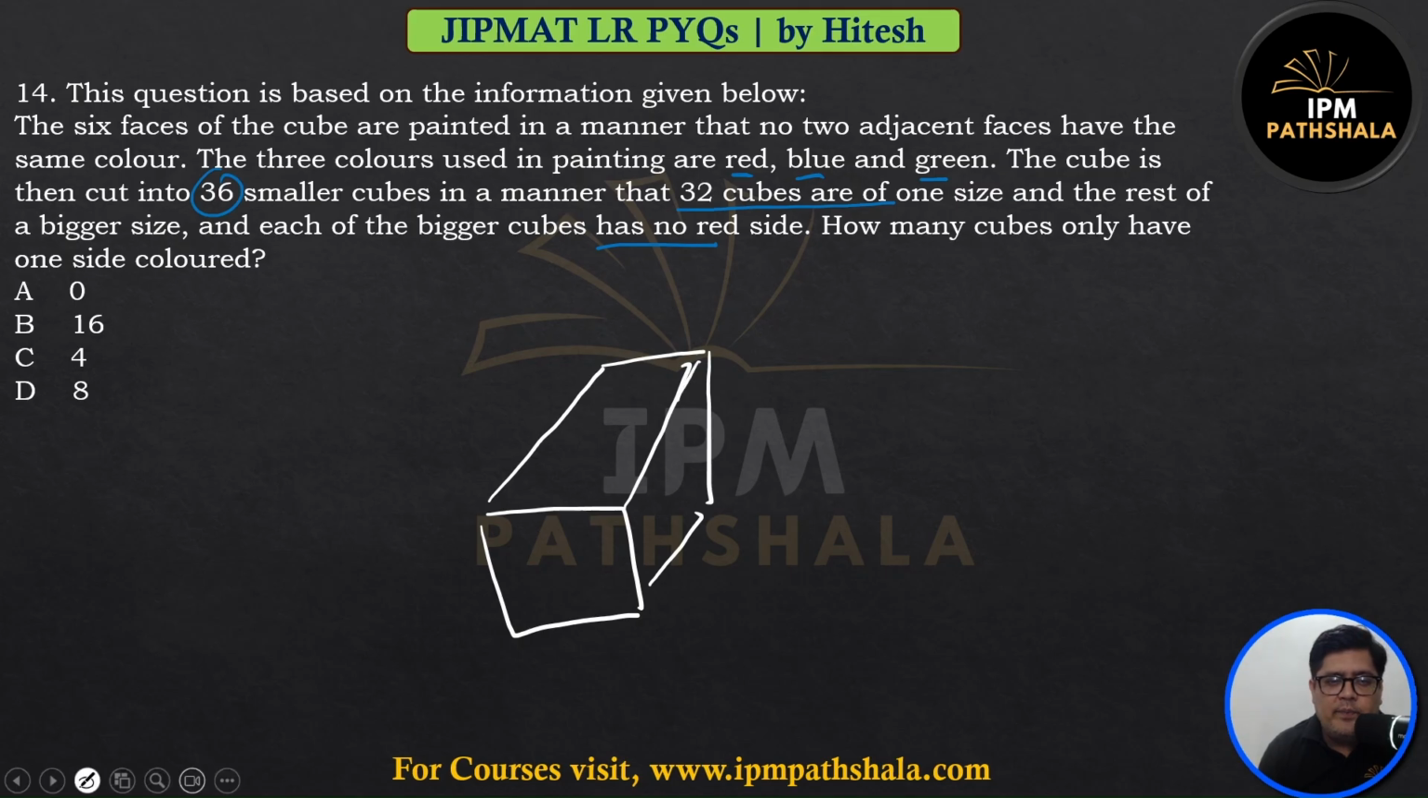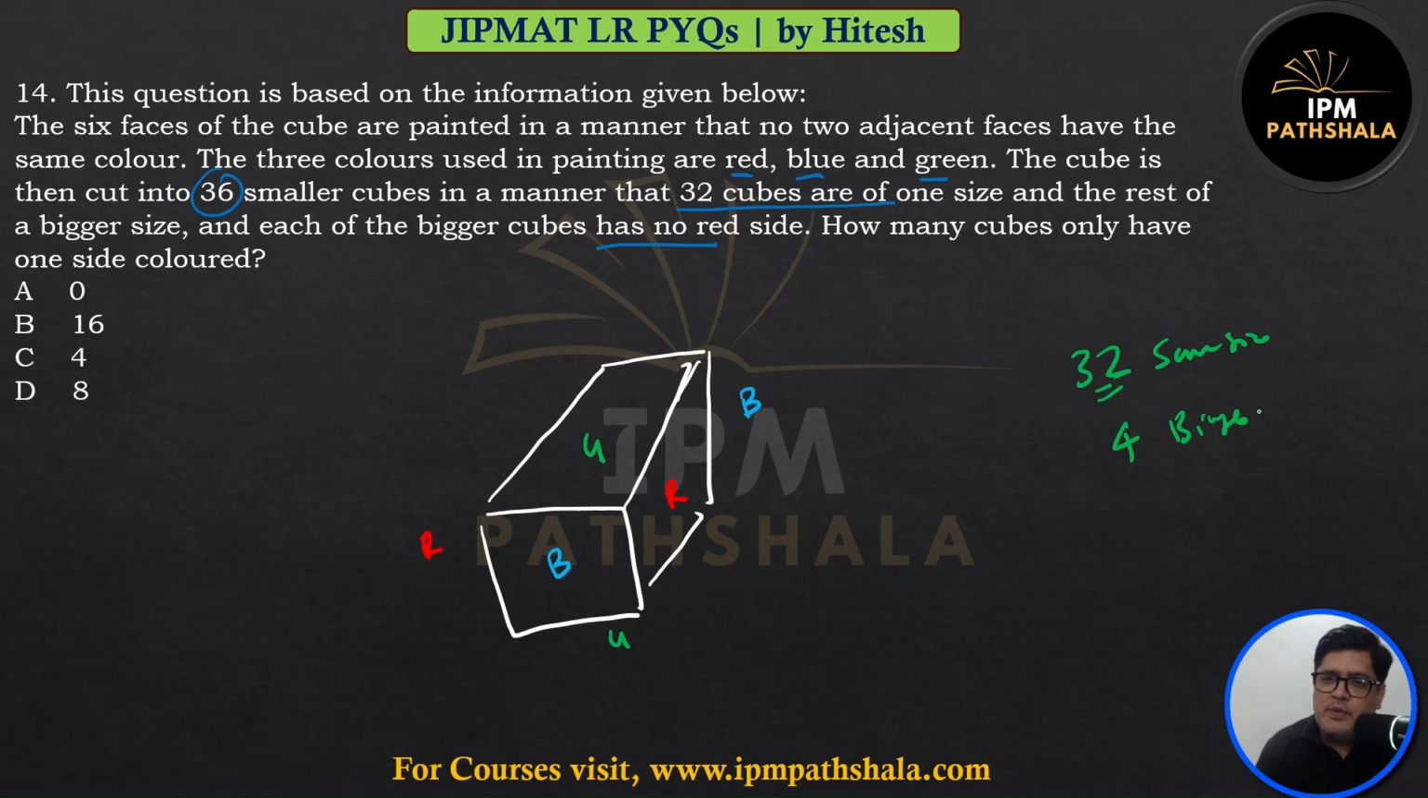This is our cube. We are going to paint it in such a manner that if this is red, then the opposite side is red. Red cannot be adjacent. Similarly, if the front color is blue, then the back color is blue. If the top color is green, the bottom color is green. Now we don't have to actually cut this. We need to make 32 cubes of the same size and we need to make four big cubes.